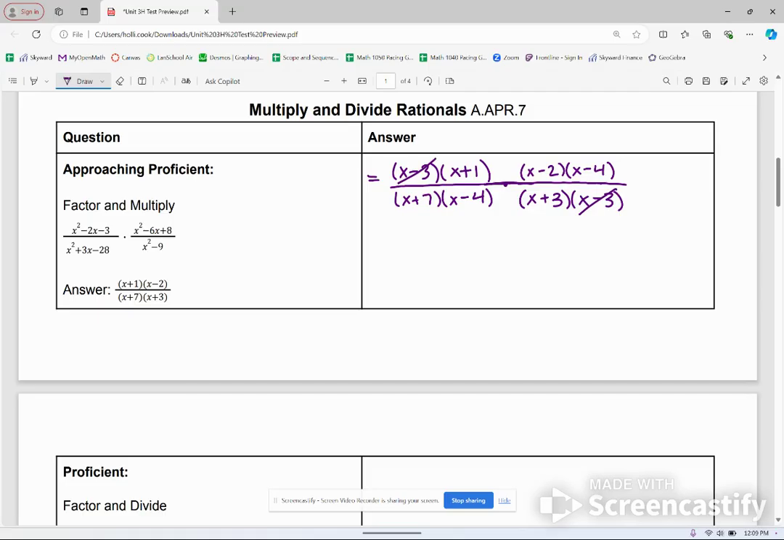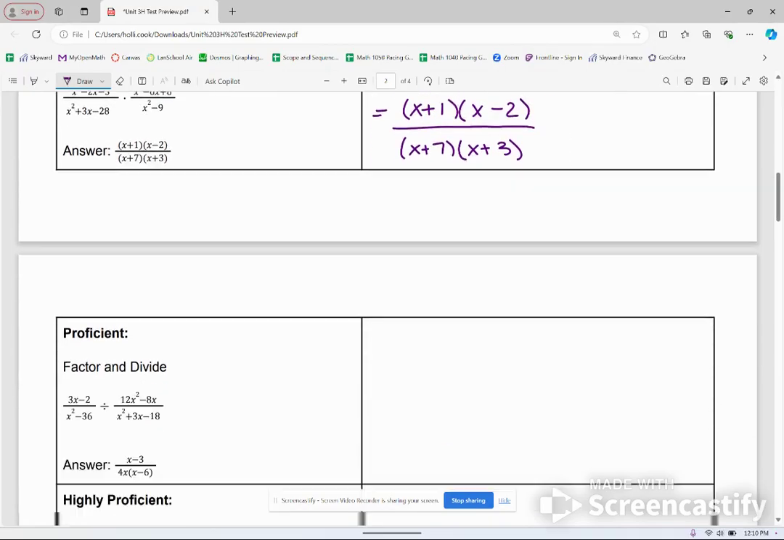Let's see, what else do we have? We have x minus 4. Okay, and nothing else cancels. So left, we have x plus 1, x minus 2, over x plus 7 and x plus 3. All right, and again, you can leave your answers factored like this. You don't need to multiply them back together.